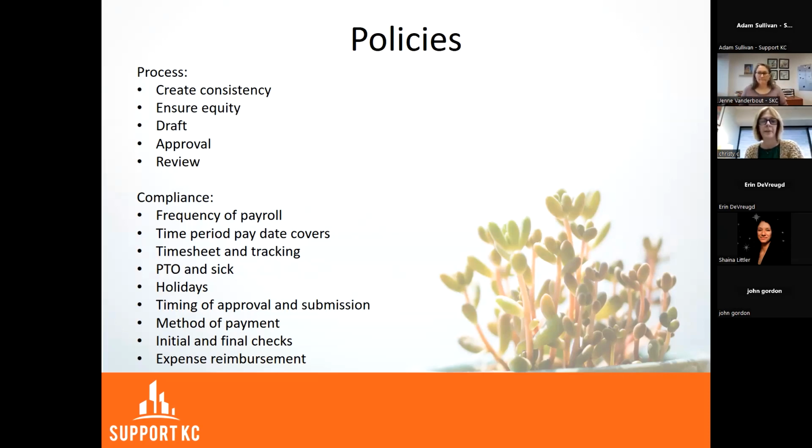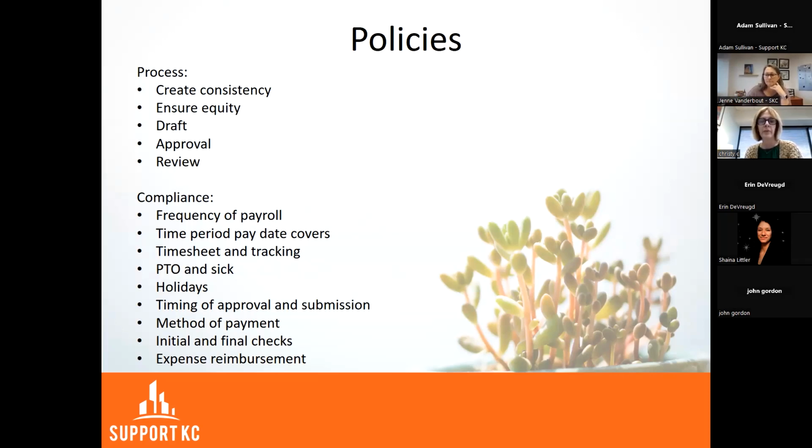On the compliance piece, this is almost as simple as Googling payroll policies. There's a lot out there. So I picked a few that are very basic.